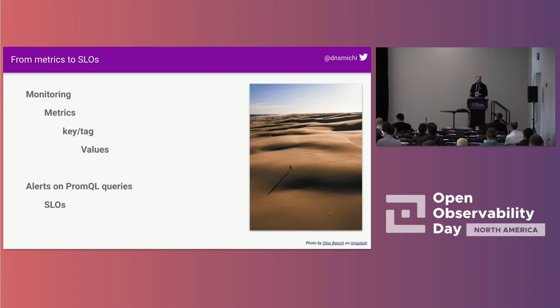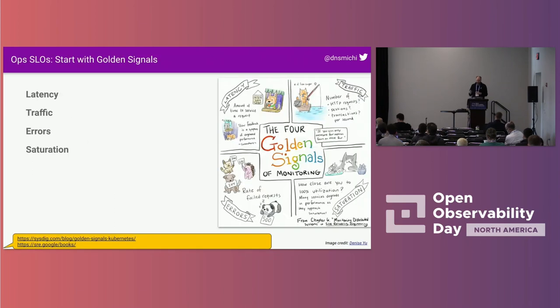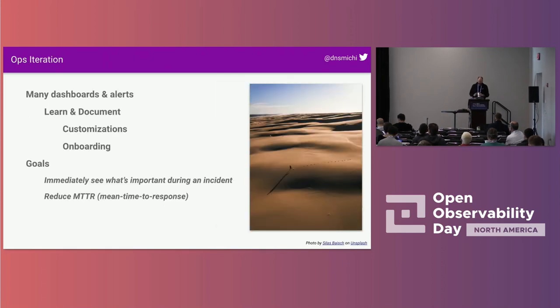This is kind of a step-by-step storyline. The other thing which is important to note is seeing what is going on and starting with the golden signals, like latency, traffic, errors, and saturation, which can help for ops teams or DevOps teams, SREs, doesn't really matter. Having too many dashboards and alerts, learning and documenting and also ensuring that onboarding for new team members works in that sense, because it can be rather overwhelming. And the goal should be to immediately see what is important and also reduce the mean time to response overall.